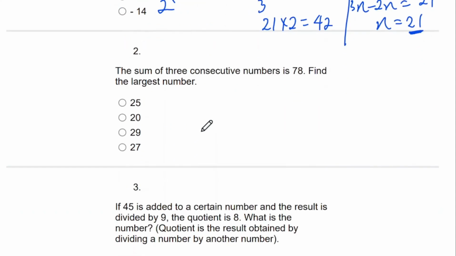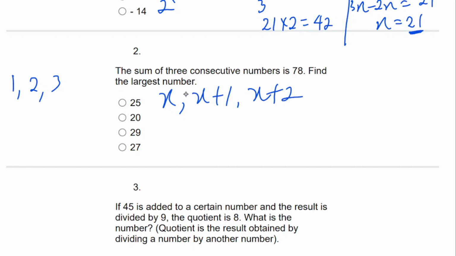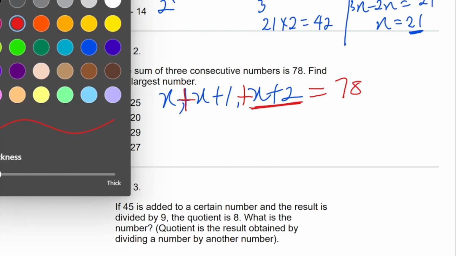So second question, the sum of three consecutive numbers. Three consecutive numbers means numbers such as 1, 2, 3. So they follow the same pattern. So if the first number is x, the second number will be x plus 1. The third number will be x plus 2. The sum of all these, when you add them together, is equal to 78. So find the largest number. The largest number is x plus 2.